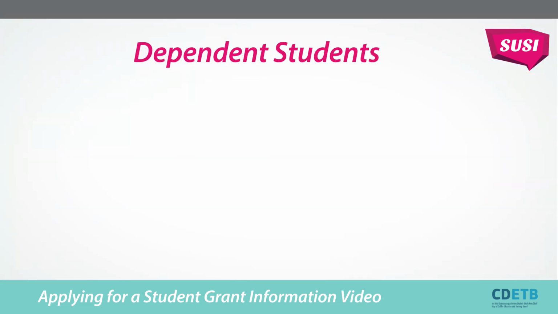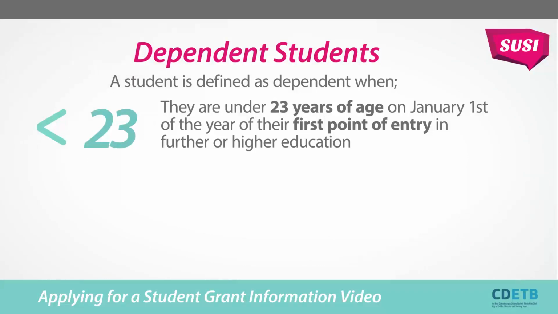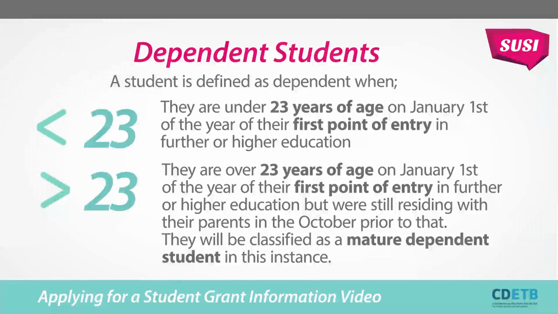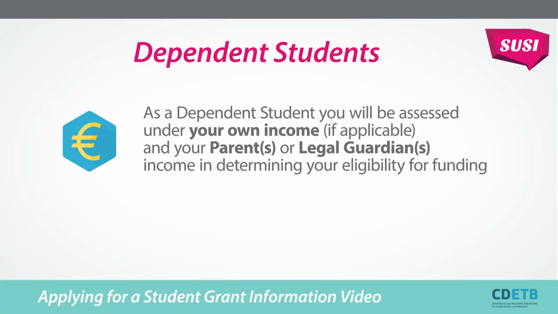Dependent students. A student is defined as dependent when they are under 23 years of age on January 1st of the year of their first point of entry in further or higher education. They are over 23 years of age on January 1st of the year of their first point of entry in further or higher education, but were still residing with their parents in the October prior to that. They will be classified as a mature dependent student in this instance. As a dependent student, you will be assessed under your own income, if applicable, and your parents' or legal guardian's income in determining your eligibility for funding.